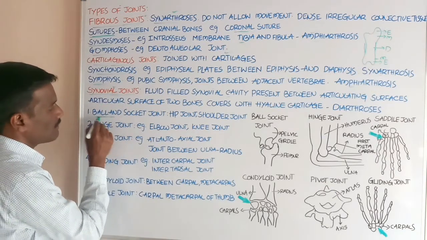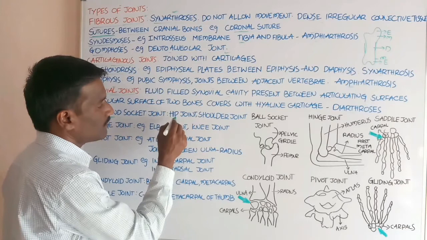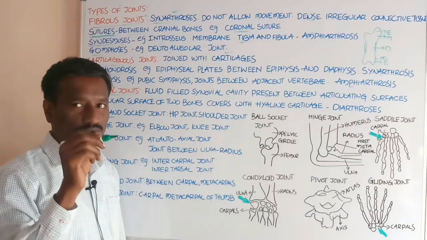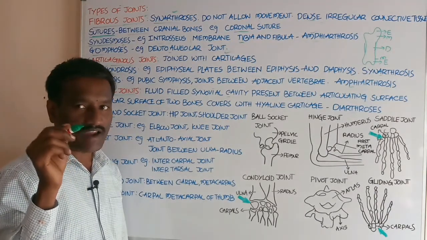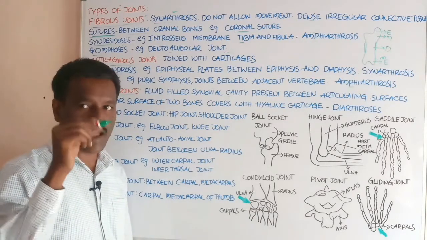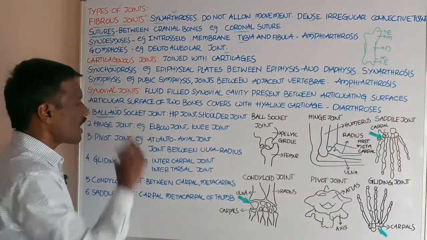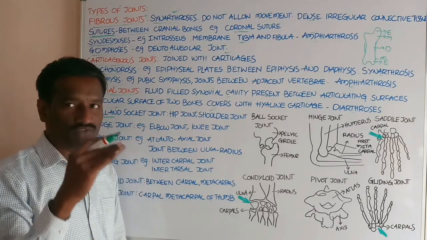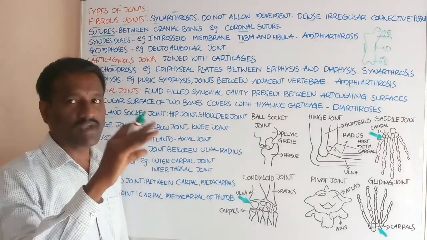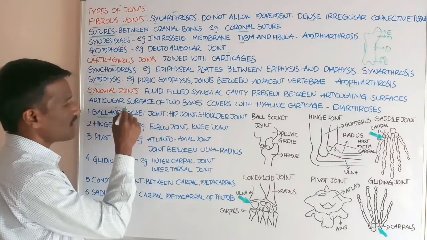Next, which joints act as synovial joints? First one, ball and socket joint. Examples are the hip joint and shoulder joint. The head part of the humerus is joined with the pectoral girdle by the help of the glenoid cavity, which forms the shoulder joint. It is an example for ball and socket joint. The head part of the femur is fixed in the acetabulum of the pelvic girdle and forms the hip joint. It is also an example for ball and socket joint.